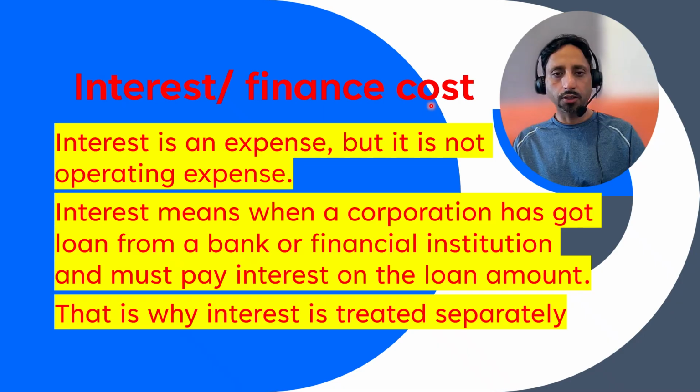So interest expense is when a corporation has got a loan from a bank and then they are paying interest on the loan. If it's interest income, then it can be that you have deposited some money in a bank and you get interest from the bank. So then that can be interest income.